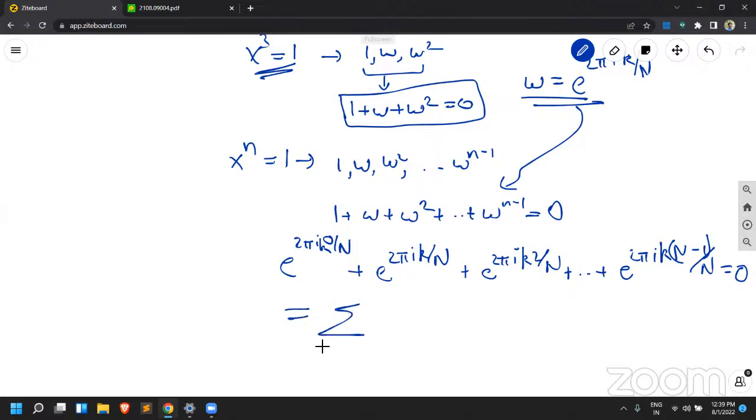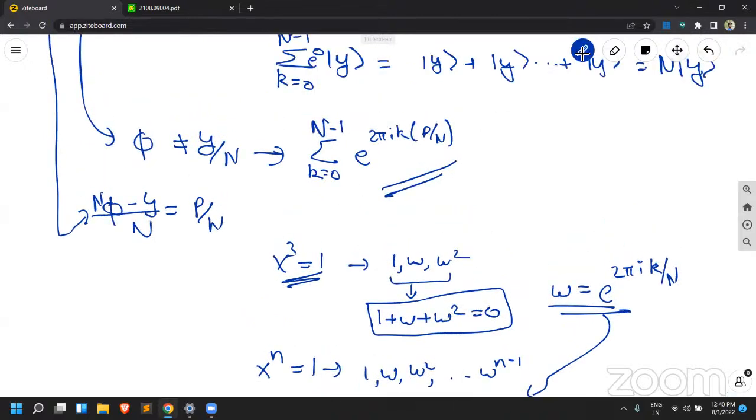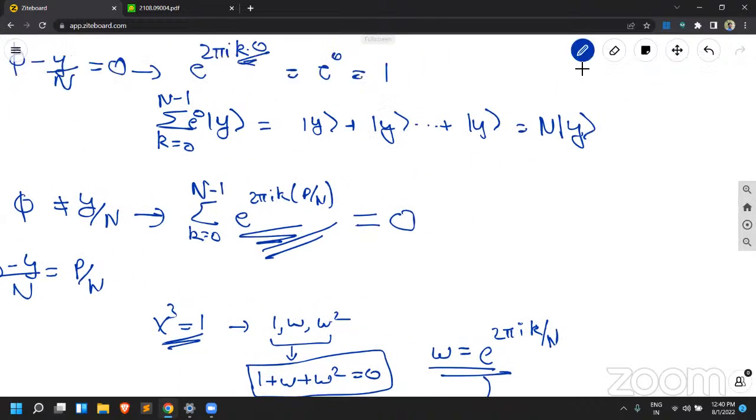This is equal to the sum over p from 0 to n minus 1 of e to the power 2 pi iota k p by n, and this is supposed to be equal to 0. And also, this is what we have for the case where phi is not equal to y by n; this part will vanish to 0. So the only thing we are left with is this n, for the case phi minus y by n is equal to 0.